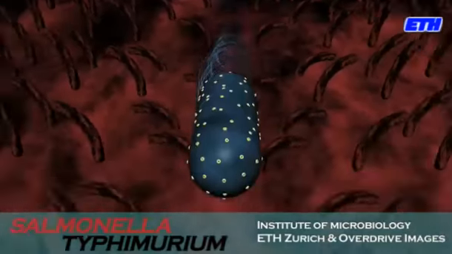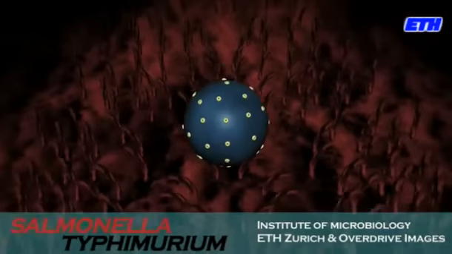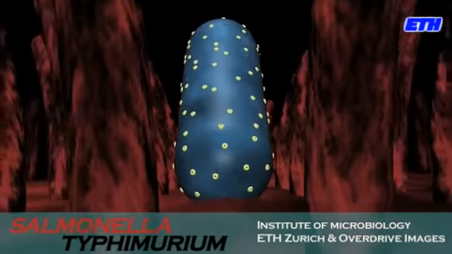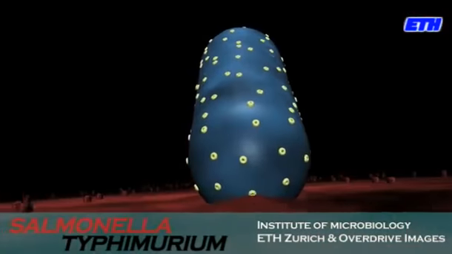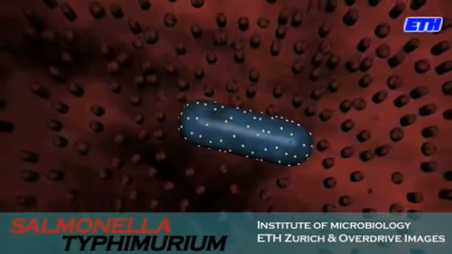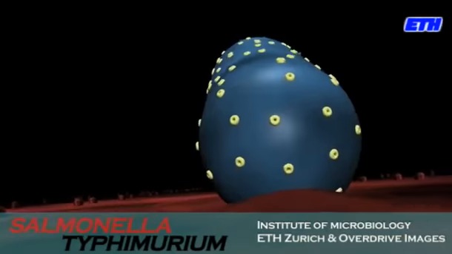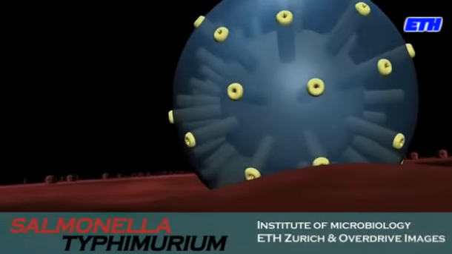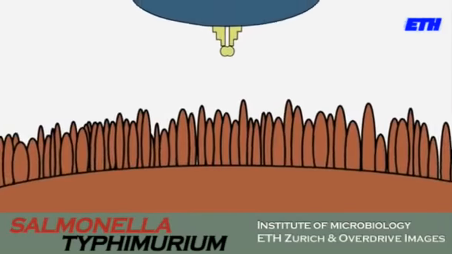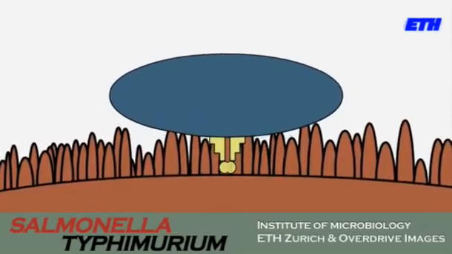Several factors on the Salmonella surface help the bacteria to attach to the epithelial cells. These adhesins play an important role for the colonization and persistence of the bacteria in the intestinal lumen. Once Salmonella has attached to the surface, it now starts to invade into the interior of these cells.